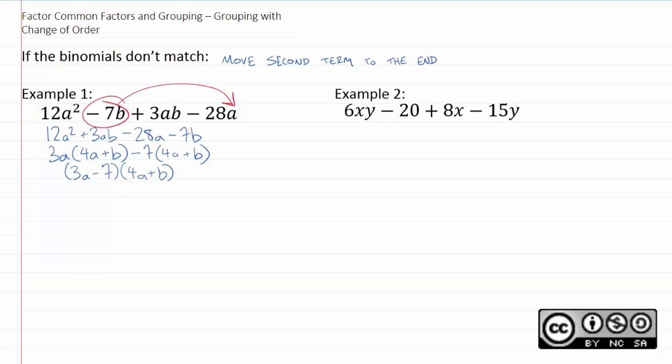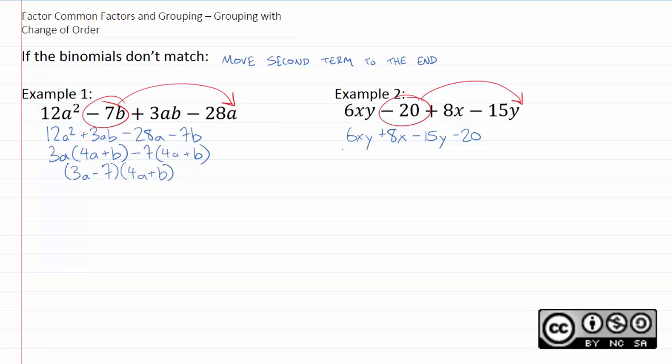For example 2, if you look at that, you'll discover pretty quickly we're in the exact same situation. If you try to factor with that as is, you're not going to get anywhere. But if you try to rearrange it before you factor, you might be able to accomplish something. So let's take that second term and move it to the end yet again. We'll get 6xy plus 8x minus 15y minus 20.